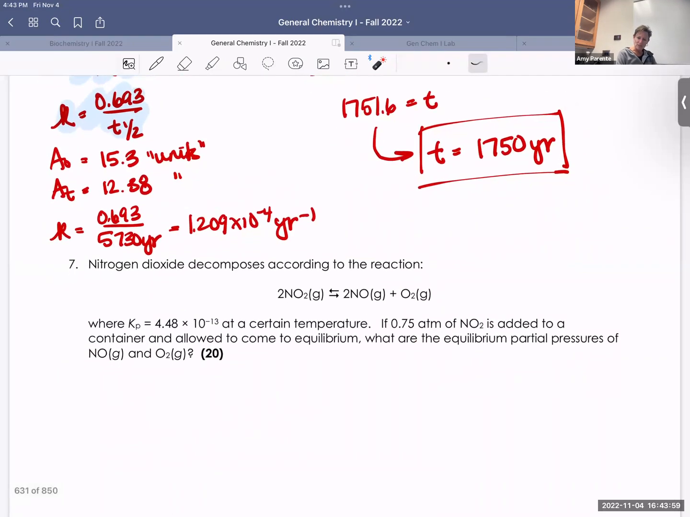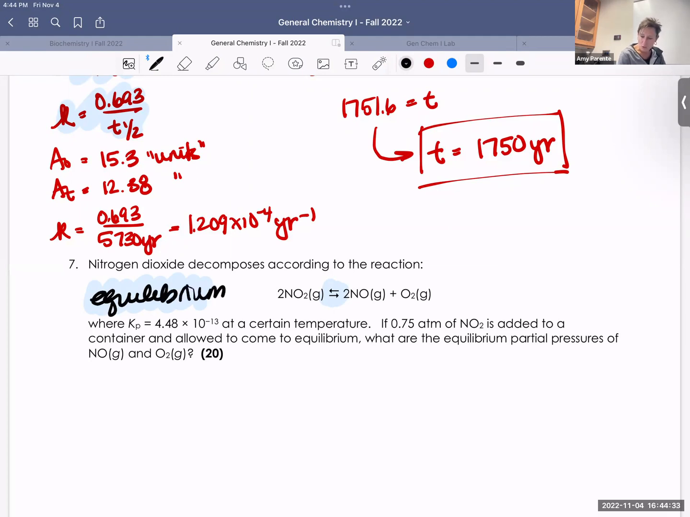Now we come down to this one. Nitrogen dioxide decomposes according to the reaction. One of the things that becomes challenging for students is they see decomposition, think that's nuclear decay, and start trying to do rate stuff. But a few things should be alarm bells that this is not a rate problem. What are they? Yep, we see these arrows, which tells us that this is an equilibrium problem. What else?